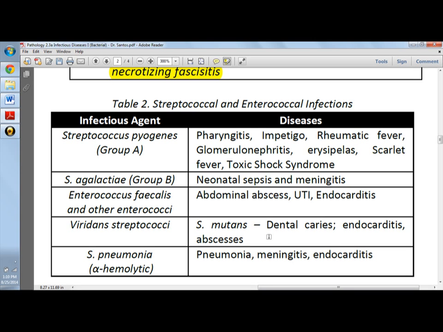For S. agalactiae, or the group B strep infection, can cause neonatal sepsis, meningitis, and chorioamnionitis. So, very important, when you say agalactiae, it's actually group B. Group B doesn't mean anything, but B is for baby, so you see neonatal sepsis and meningitis in, again, neonates. B for baby, group B, agalactiae. For Enterococcus faecalis, you can see UTI, it's very important, UTI and endocarditis.